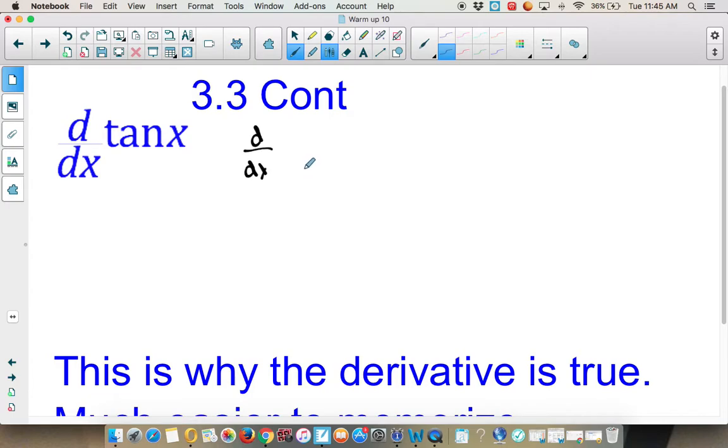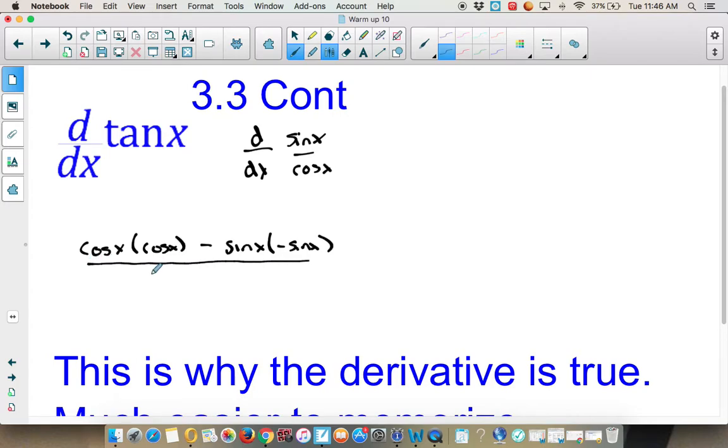If you remember your quotient rule, the expression for tangent is sine x over cosine x. So I'm actually asking you to take the derivative of sine x over cosine x. Well, that's going to be the bot to top business. That's going to be your quotient rule. So that's going to be cosine x, the bottom, times the derivative of the top, which the derivative of sine x is cosine x, minus the top times the derivative of the bottom, which is negative sine x, over the bottom squared.